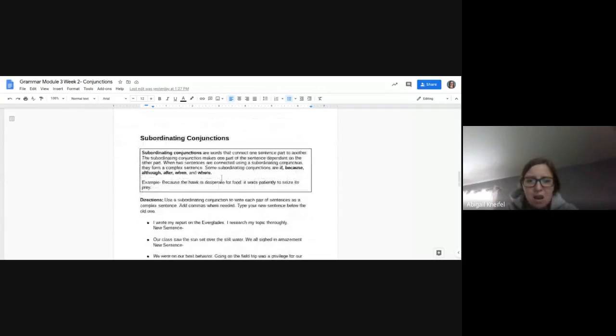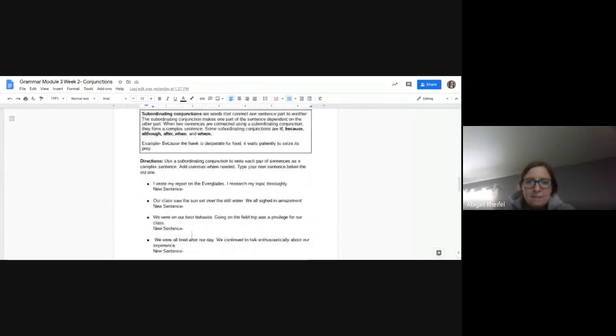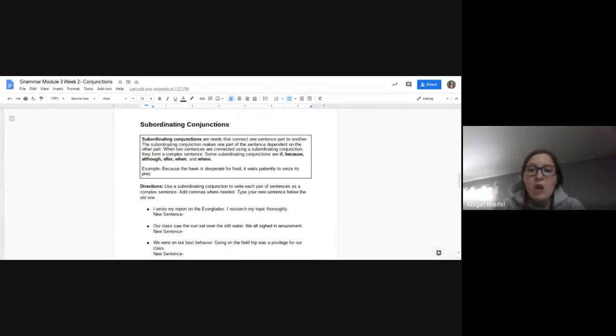All right, so I'm just going to reread this again and we'll do a few of these together, okay? So, subordinating conjunctions are words that connect one part of a sentence to another. By adding the subordinating conjunction, it makes one part of the sentence dependent on the other part, meaning I need that part of the sentence for the whole thing to make sense. When two sentences are connected using a subordinating conjunction, they form a complex sentence. Some subordinating conjunctions are if, because, although, after, when, and where. So here's an example. Because the hawk is desperate for food, it waits to seize its prey.